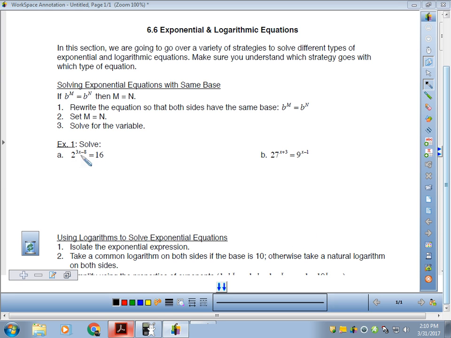Our first one, we have 2 raised to the 3x minus 8 power equals 16. Is there a common base for 2 and 16? Yeah, there is. The base is 2. So we're going to leave this first one as 2 raised to the 3x minus 8, and we're going to rewrite 16 as 2 to the 4th power. Now that they have the same base, we can set the exponents equal to each other. So 3x minus 8 equals 4. Add the 8 across, so 3x equals 12. And then divide both sides by 3, and we get x equals 4.